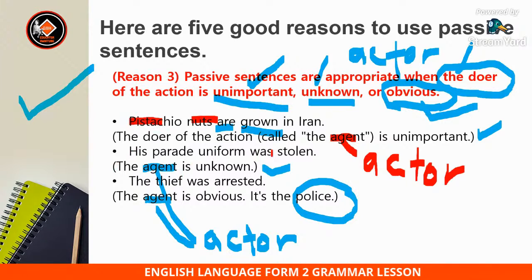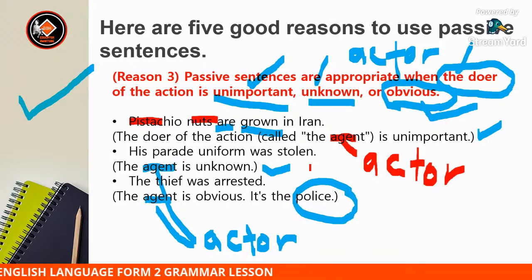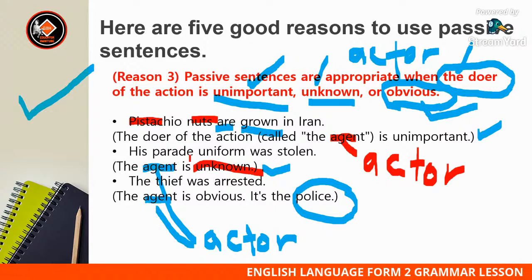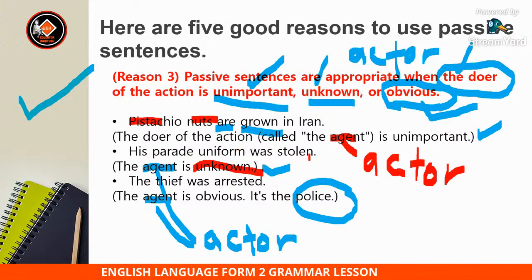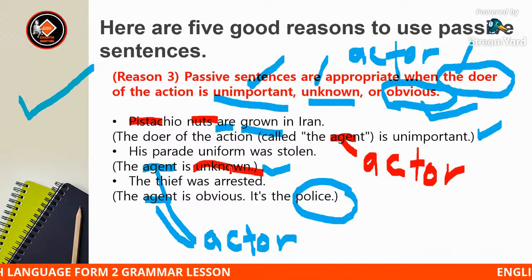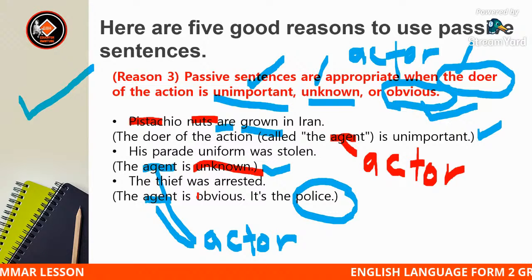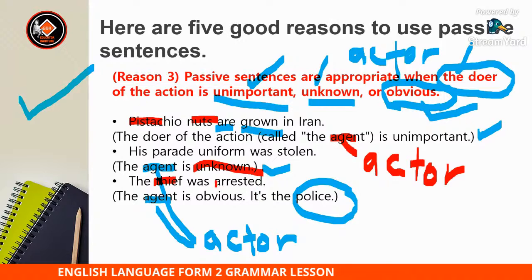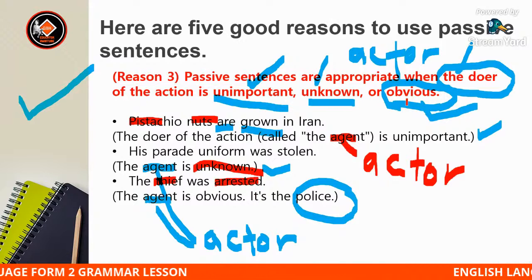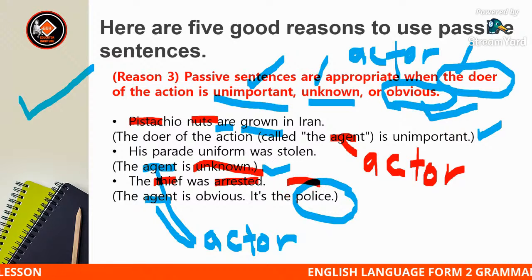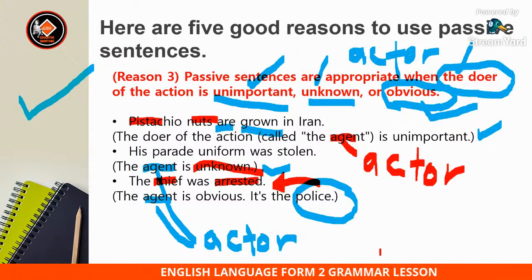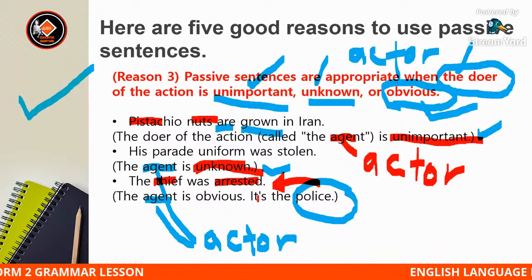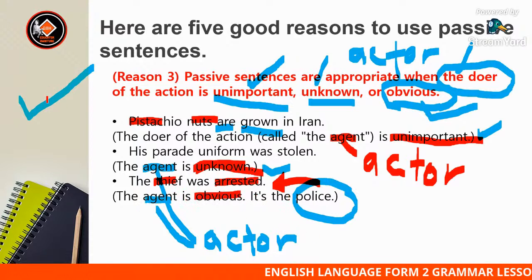Number 2, his parade uniform was stolen. Who stole the uniform? It is not important. It is not known. When you see the sentence, baju untuk perarakan dia sudah hilang, sudah dicuri. Siapa yang curi? You do not know, right? Number 3, the thief was arrested. So when the thief is arrested, definitely it is obvious, jelas. Obvious means jelas. Only the police can catch the thief. Am I right? So there are 3 situations: unimportant, unknown, and obvious. So this is for form 2.